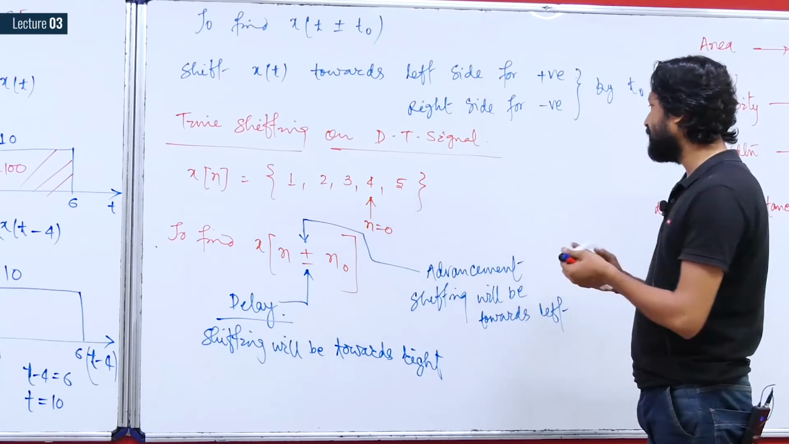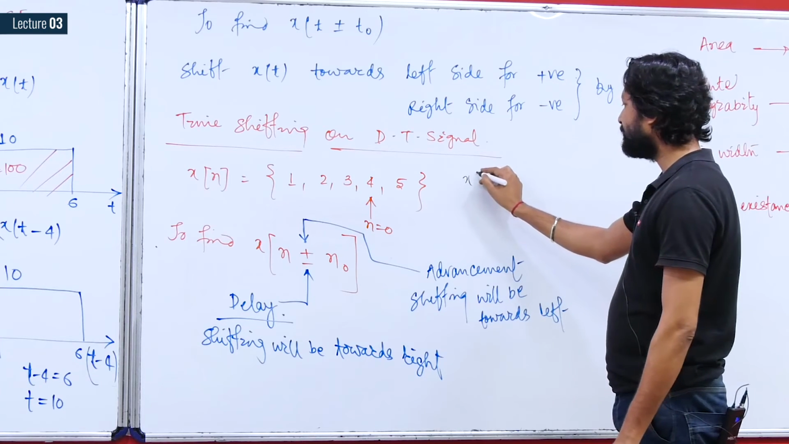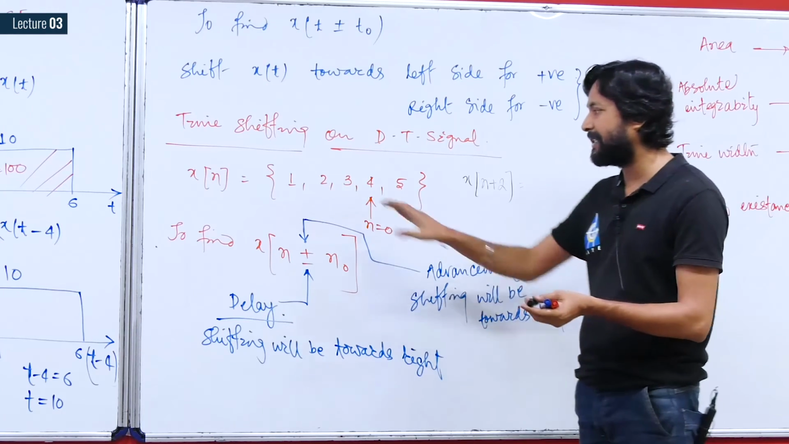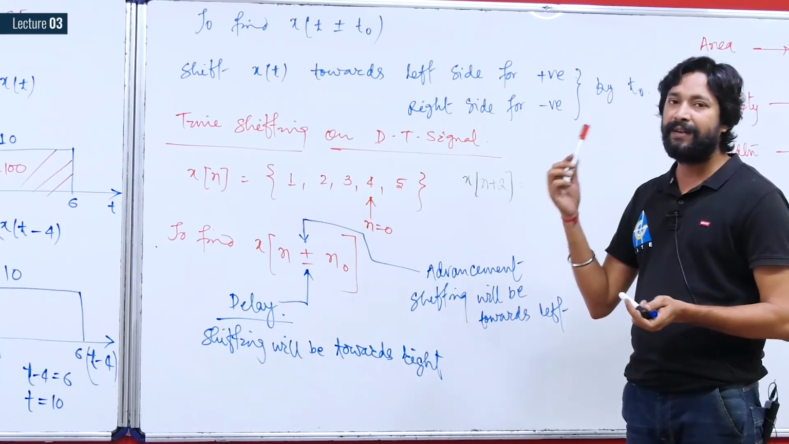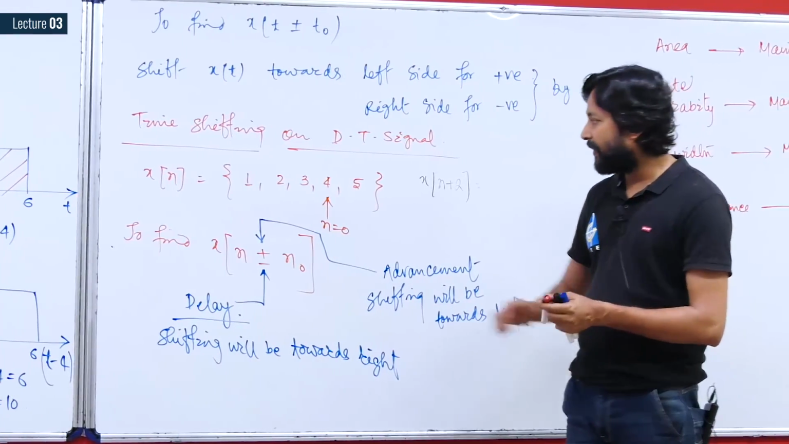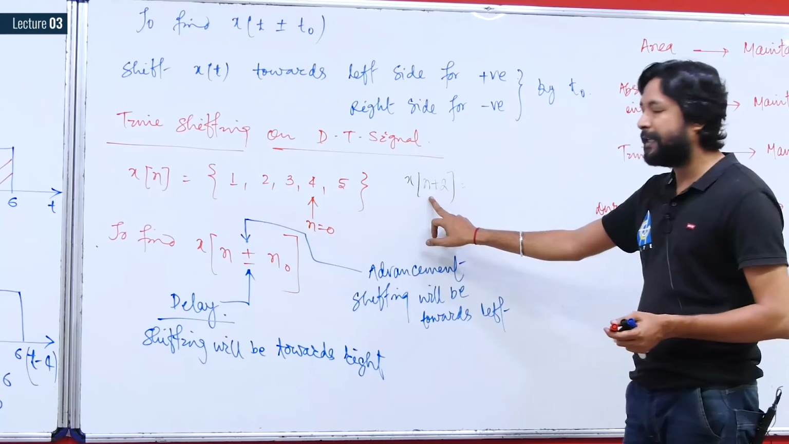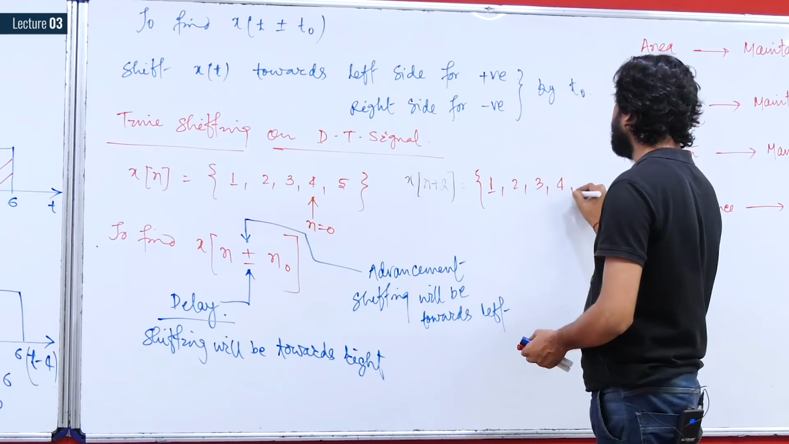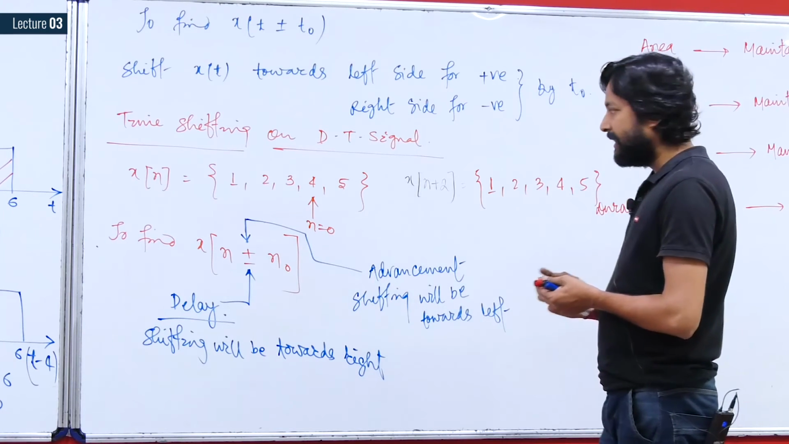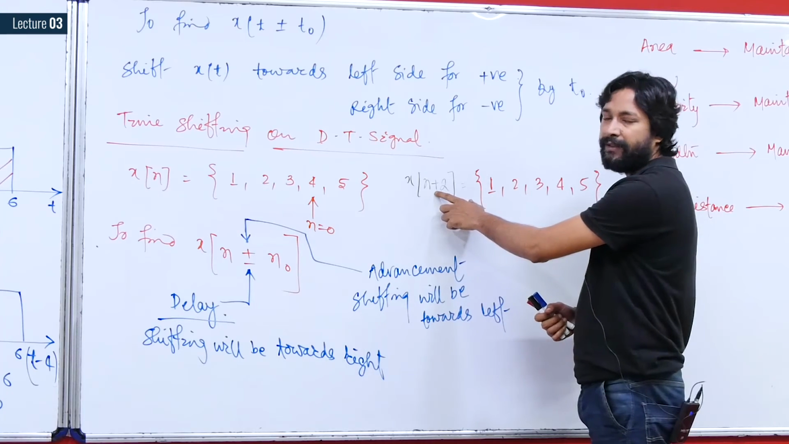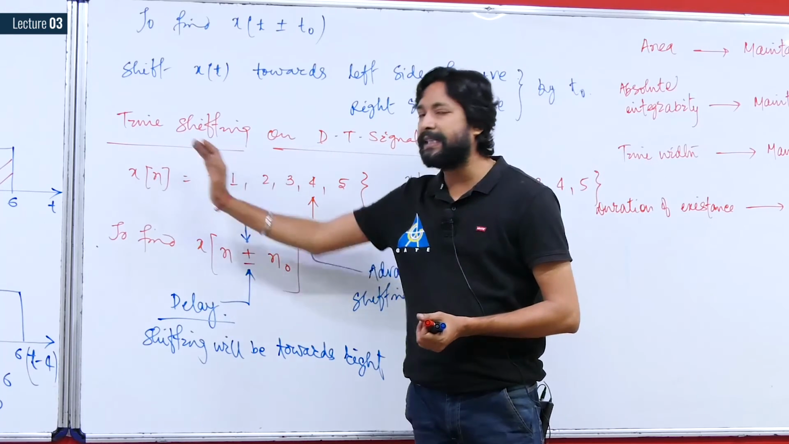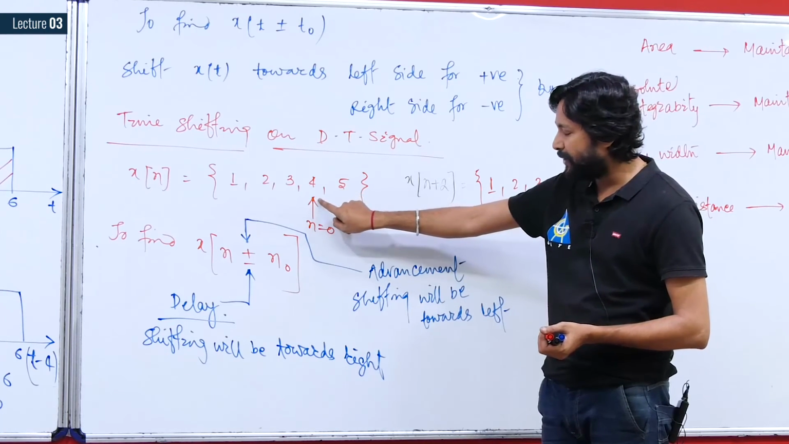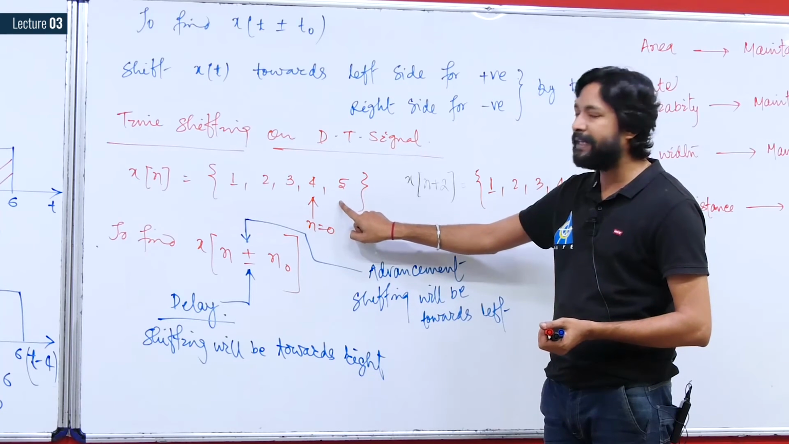Let us say for this given signal x of n, we have to find x of n plus 2. After time shifting, all the values will be maintained in the signal, that is, all these 5 values will again be in the signal x of n plus 2. So you can write the signal values 1, 2, 3, 4, 5, and now to decide where the origin is: for the plus sign, you have to shift this signal towards the left hand side. Therefore, this origin will be shifting towards the right hand side. If you shift this origin one time towards the right hand side, it will be at 5.